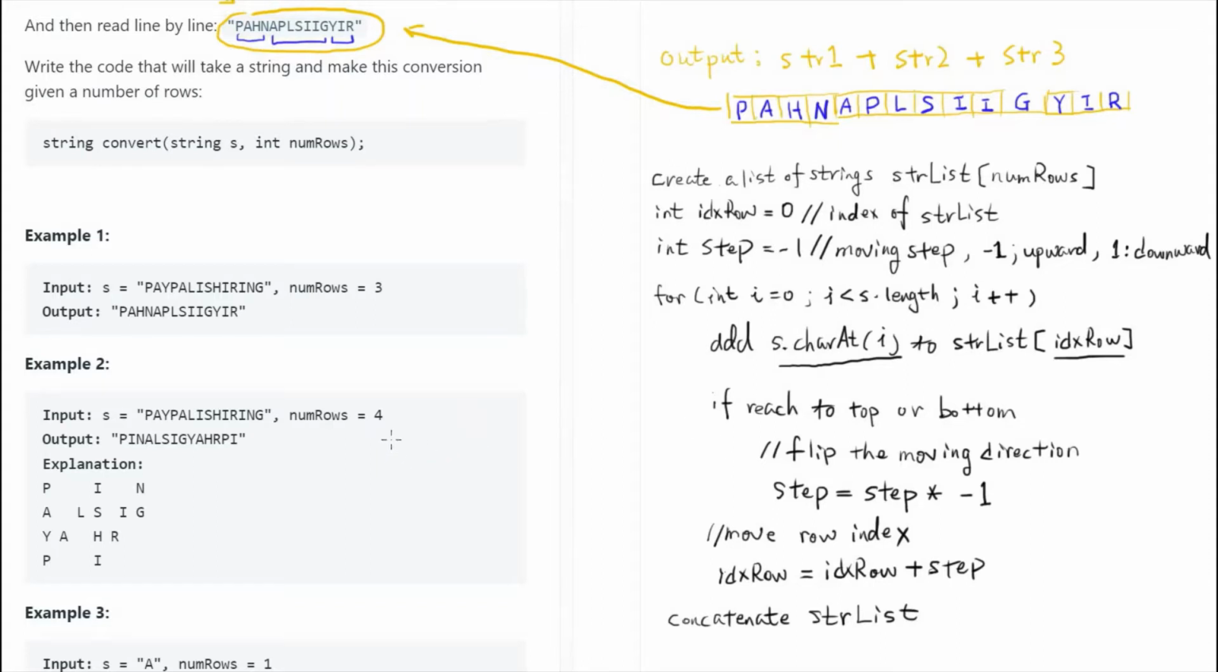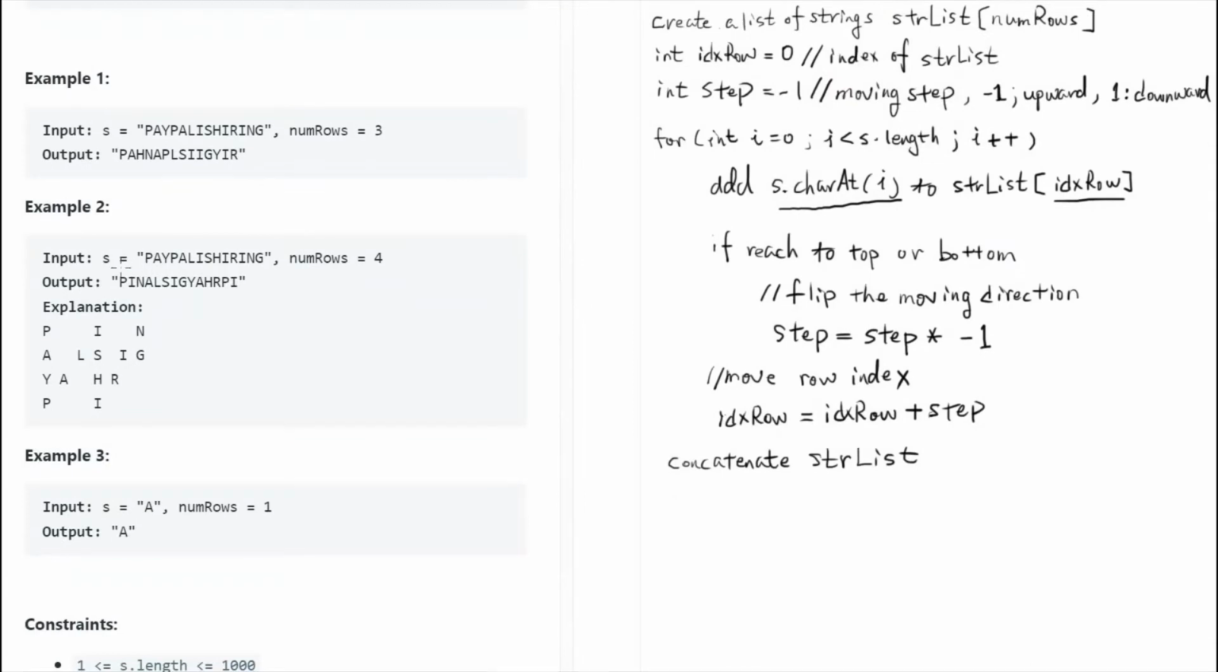Okay, let's run an example with our pseudocode. This time we'll use example number 2. So in example number 2, we have the input string here, and the number of rows is equal to 4. So with our pseudocode, we will create a list of strings with the size of the number of rows.